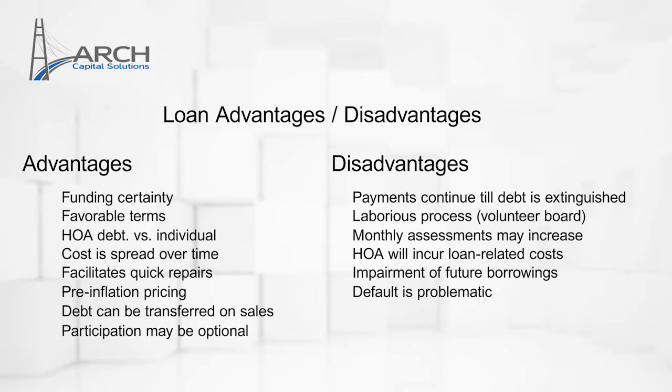HOA loans currently have pretty favorable terms. As a matter of fact, HOA debt is oftentimes more attractive than individual debt. So HOAs can borrow typically longer term on fixed rates if that's preferred, and receive much more favorable pricing from financial institutions than some individuals can. The interest cost is spread over time.